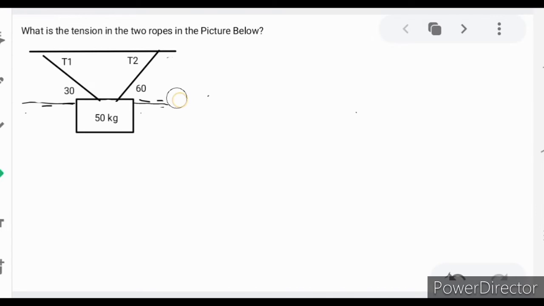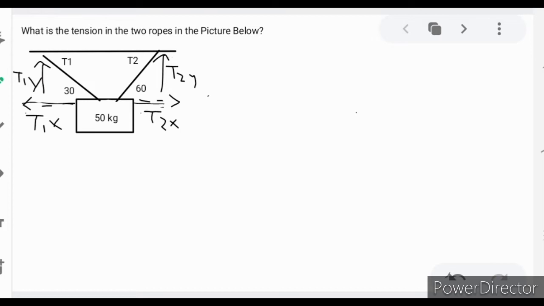And by this time, we have another problem. What is the tension in the two ropes in the picture below? As we can see, we have two ropes, the T1 and T2, and we also have angles. So in T2, we have the Tx sub 2 and Ty sub 2. And on another side, we also have the Tx sub 1 and the Ty sub 1.